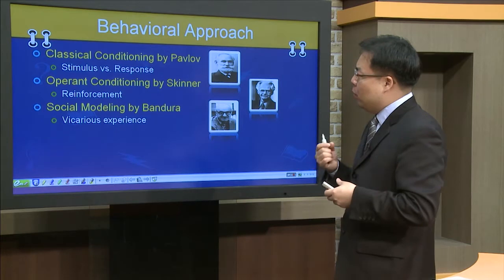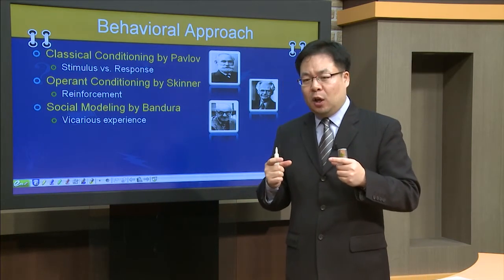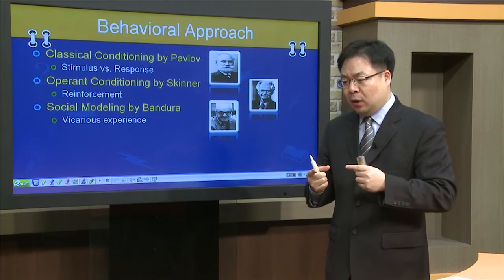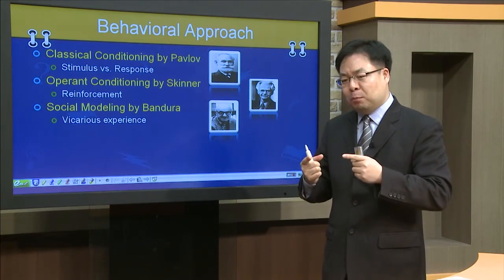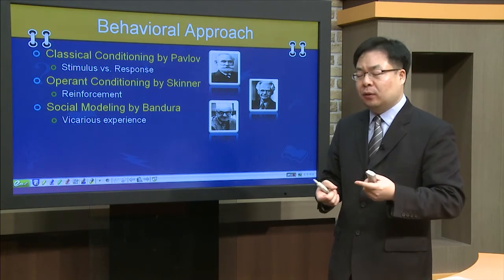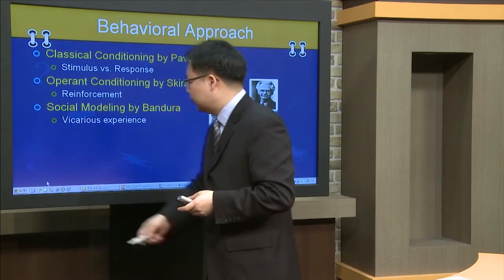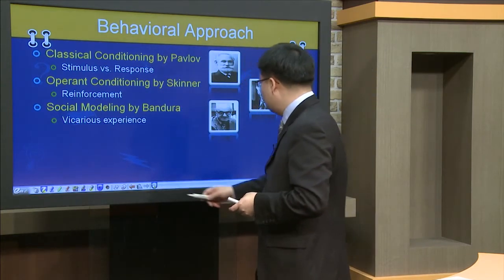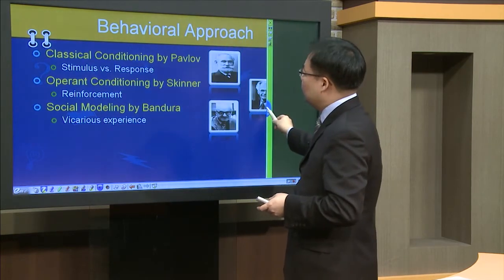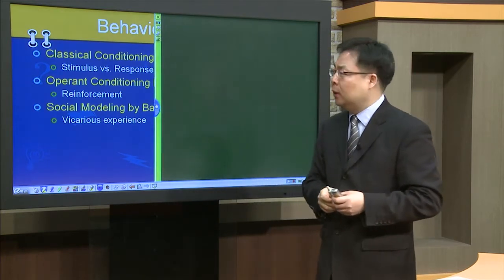But the key point from this perspective is that the behaviorists see a person's abnormal behavior as kind of learned behavior. So they just learn it for some reason. Let me give you some examples here. Let's take a look from the Pavlov perspective first, the classical conditioning.